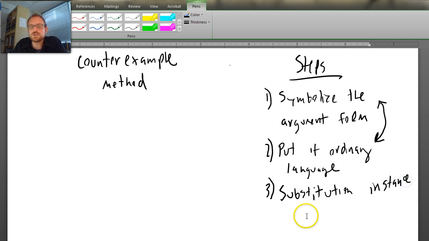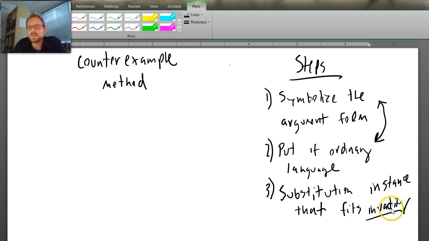Right, that demonstrates invalidity, which means a substitution instance where all of the premises are true, and the conclusion is obviously false in the substitution instance. That fits invalidity. So let me do a couple of examples here, just so you can see what we're talking about.